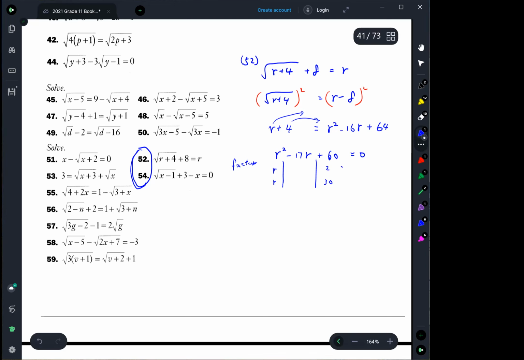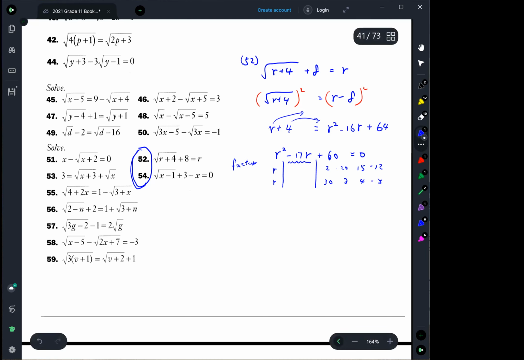20 and 3. Yeah, so 20 and 3, that still won't work, right? They will add together to become 23, right? Other numbers? 15 and 4. Okay, that will make 19, right? Okay, so, oh wait, 12 and 5. 12 and 5, so that will make 17. But we want to have negative 17. So negative 12 and negative 5.